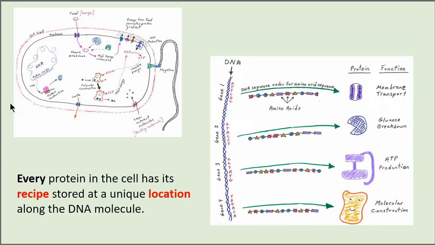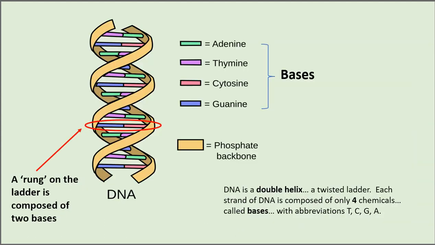Now every protein in the cell has its recipe stored at a unique location along the DNA molecule. So the recipe for this protein is stored in this section of DNA. The recipe for this protein is stored here, and this protein stored here, and this protein stored here. Now, how does DNA store information? So let's get to that.